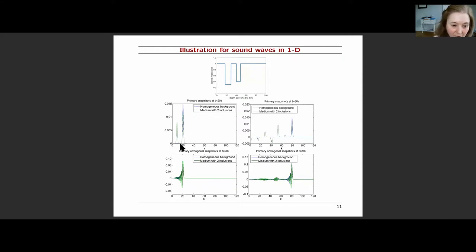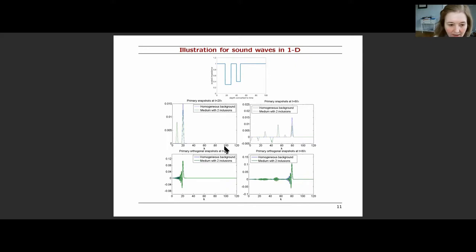So you see in blue just a pulse that propagates undisturbed in the medium. And then here with green, I plot the snapshots which are computed in the medium where I have the four reflectors, and then you see scattering.